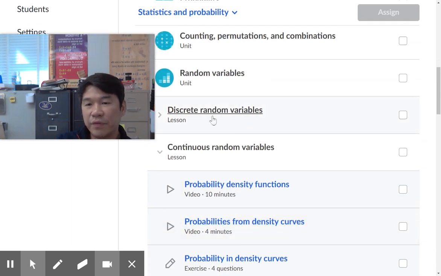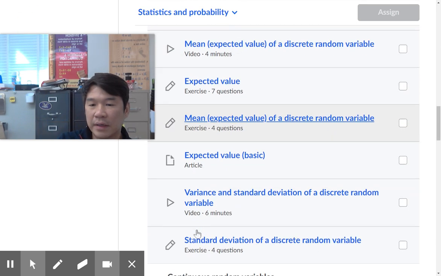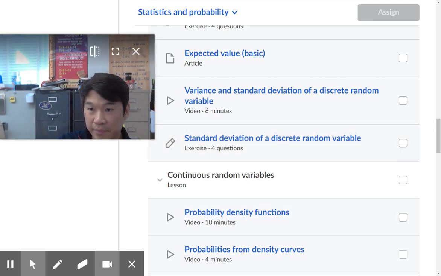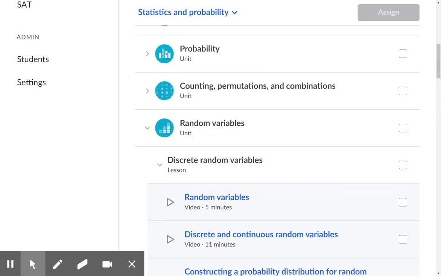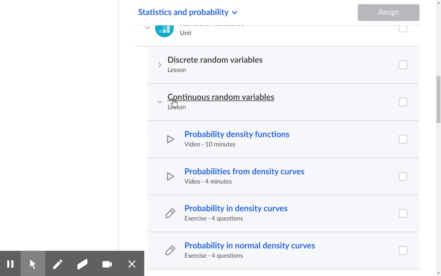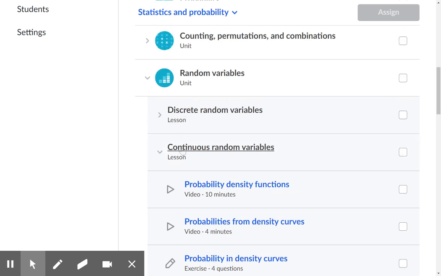So as of right now, we finished 6 exercises, right? And the last one we did was this one, standard deviation of a discrete random variable. So we finished the 6 exercises here in discrete. Today we're going to start on continuous. So let's review the difference between discrete and continuous.